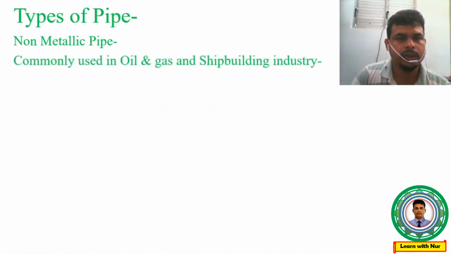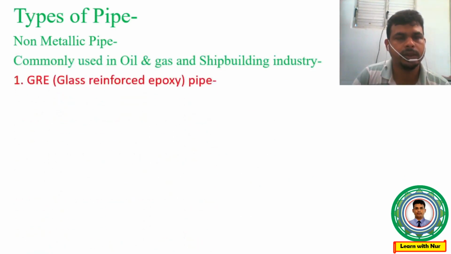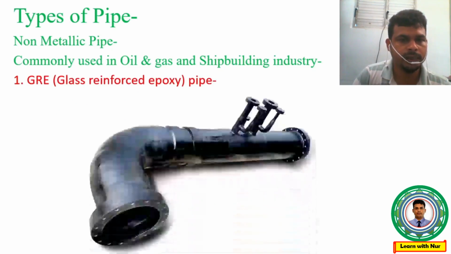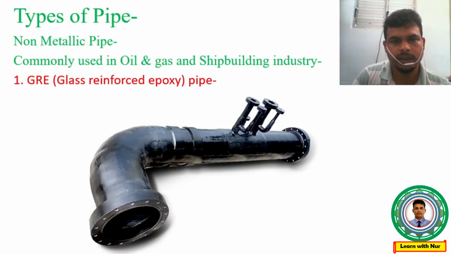Commonly used in oil and gas and shipbuilding industries is GRE. Whoever is in this sector, you are all very familiar with this word, GRE, glass reinforced epoxy pipe. You see how this pipe looks in the photos. This is what GRE pipe looks like. Here the color is black, but it can be a different color. So this is the look. This is the GRE.